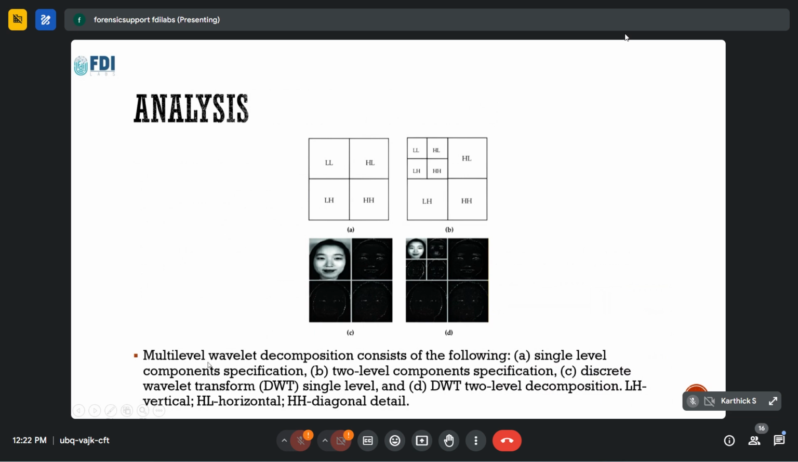So we can see the classic example of a photo and how we detect resampling. This is an example of multi-level wavelet decomposition. It consists of the following: A is the single component specification, B the two-level component specification, C is the wavelet transformation, DWT, and D is the DWT two-level decomposition. You can see how we detect the resampling process using multi-level wavelet decompositions.